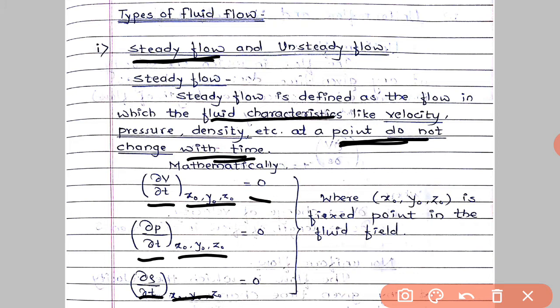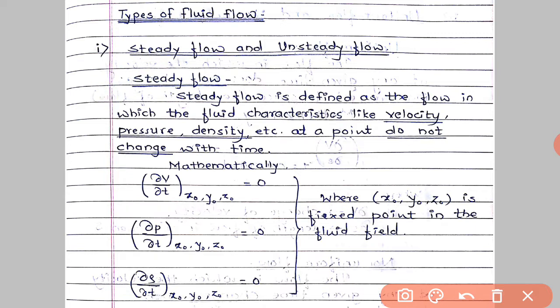So in steady flow, the fluid characteristics like velocity, pressure, density, etc. do not change with respect to time. The derivative of these characteristics with respect to time at the point (x0, y0, z0) will be 0, where (x0, y0, z0) is a fixed point in the fluid field. So this is steady flow. Now we have to see unsteady flow. What is unsteady flow?